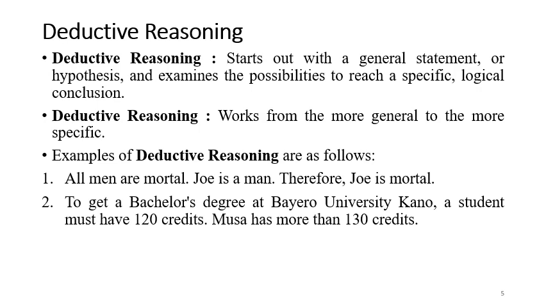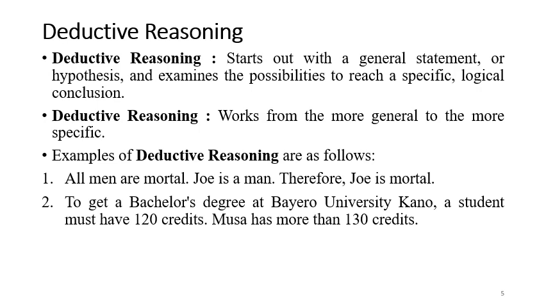Number 1, we have all men are mortal and Joe is a man. Now all men are mortal is a general statement, and then we have Joe is a man to make a specific conclusion that Joe is mortal. So all men are mortal and Joe is a man are the general statements, and then we conclude that Joe is mortal.